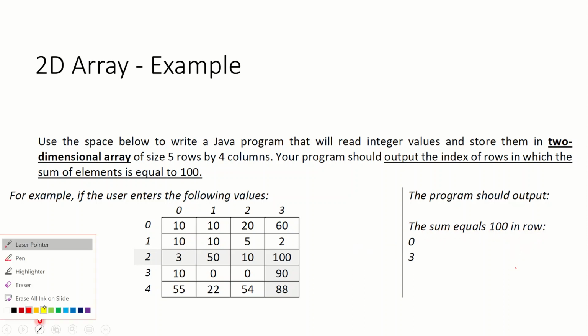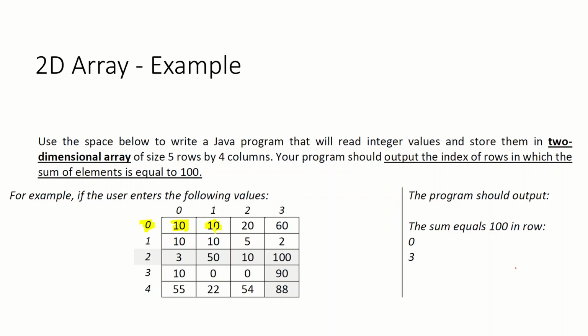So we have to go for each row, and then we have to output if the summation of this row equals 100. So for example here, for row equals 0, we will do the summation of 10 plus 10 plus 20 plus 60, and here we will find that the summation is equal to 100, and that's why we will say that in this row, which is row 0, we found that the summation is 100.